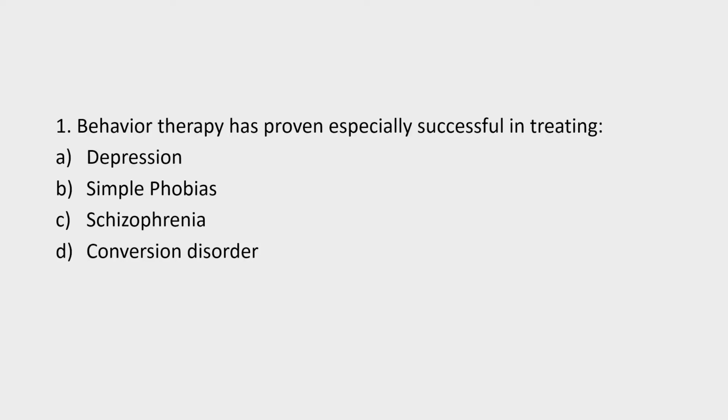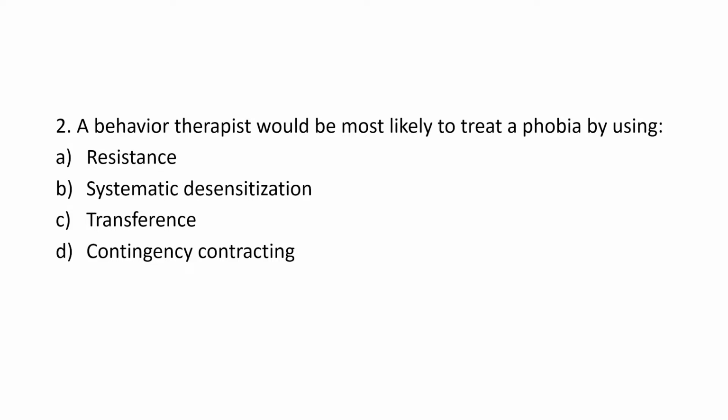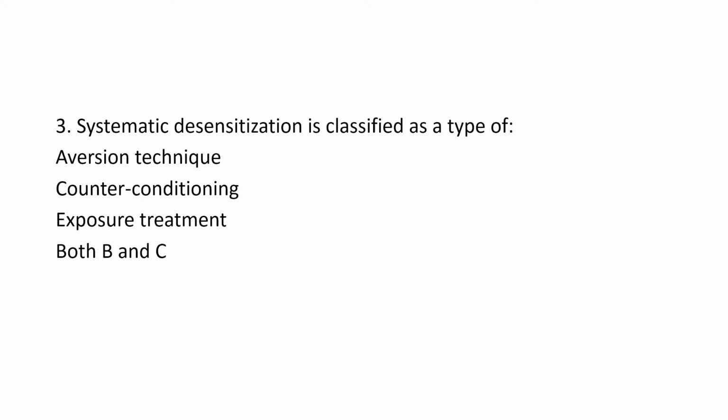Number 1. Behavior therapy has proven especially successful in treating simple phobias. Number 2. A behavior therapist would be most likely to treat a phobia by using systematic desensitization. Number 3. Systematic desensitization is called a type of both B and C. So it is known as a type of counter conditioning, it is known as a type of exposure treatment.